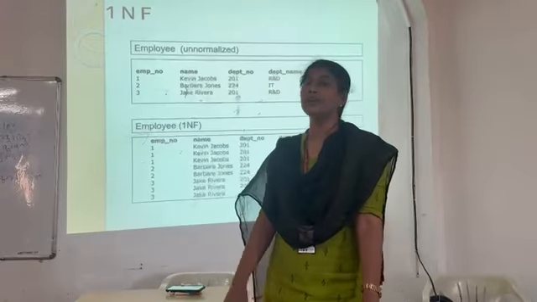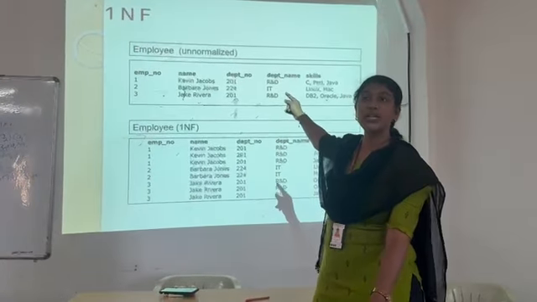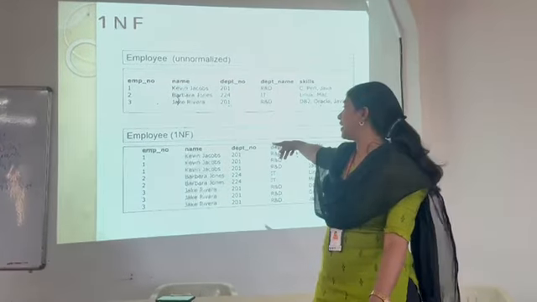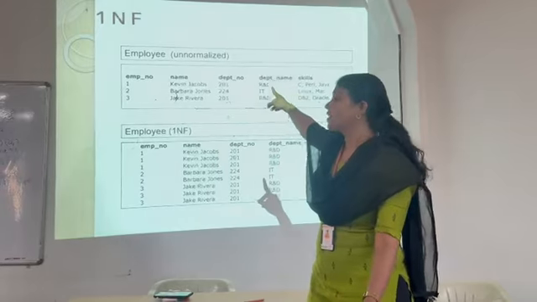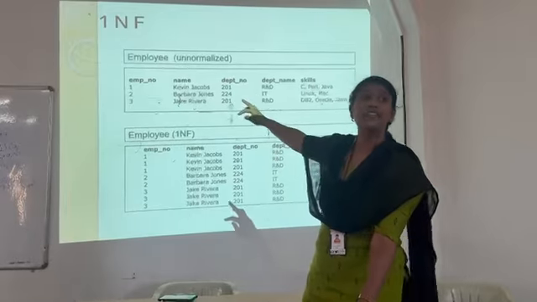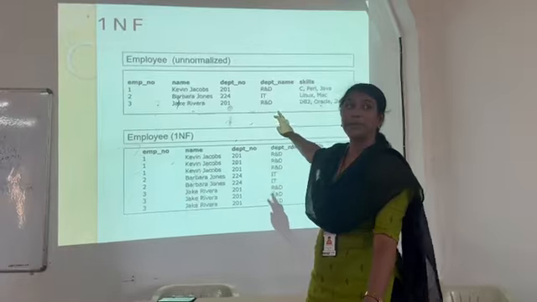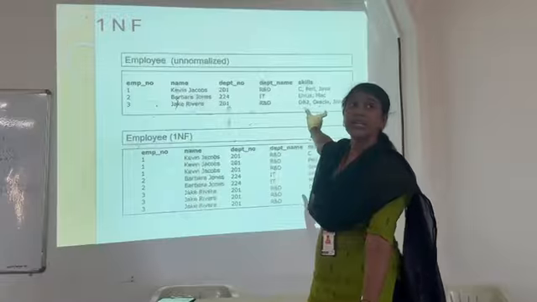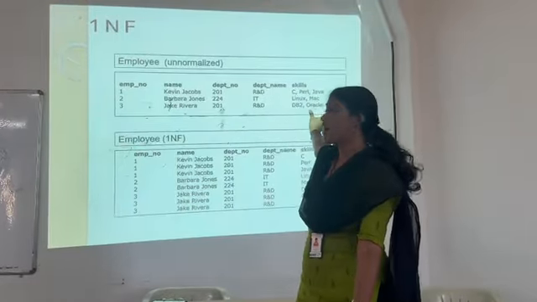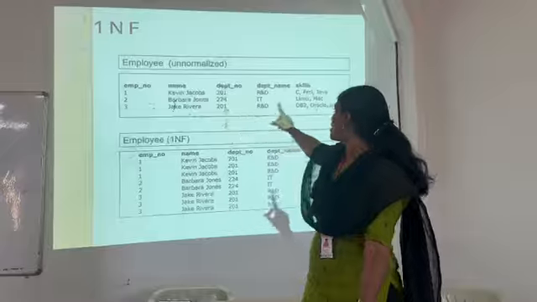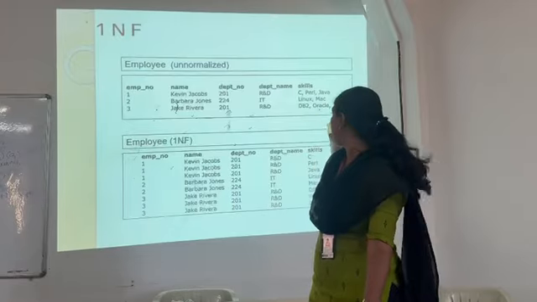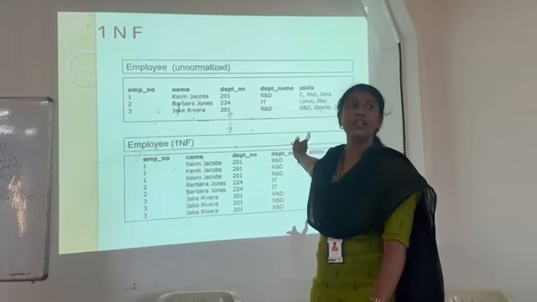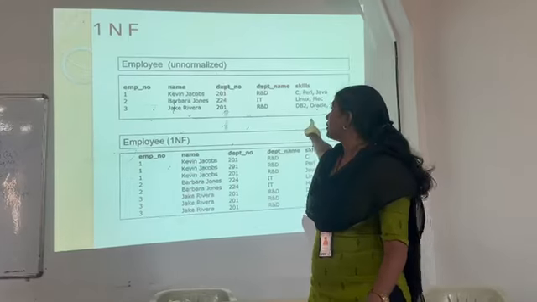For first normal form, we have two tables here. The first one is the unnormalized table, and the second one, after the normalization, is the first normal form table. In the first table, the unnormalized table, we have the attributes employee number, name, department number, name and skills. Here they are doing different skills. Employee number 1 is doing C, Perl and Java, 2 is doing Linux and Mac, whereas 3 is doing DB2, Oracle and Java. So here multi-values occur. It is in unnormalized form.